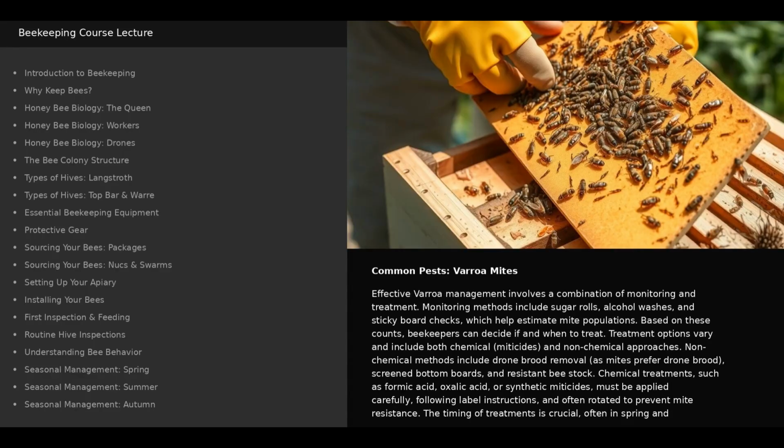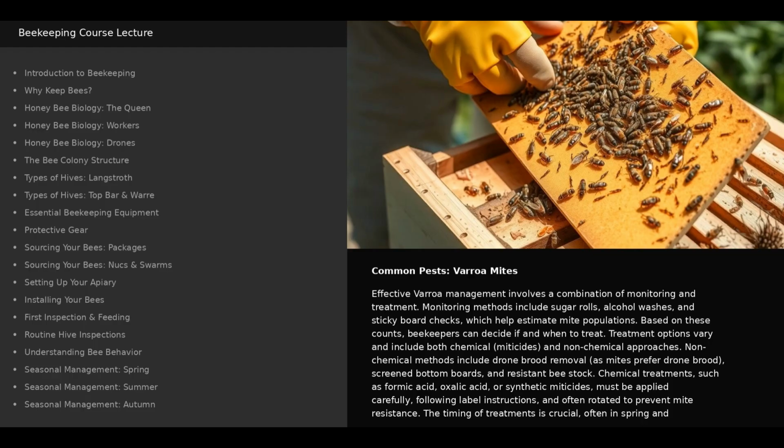Effective Varroa management involves a combination of monitoring and treatment. Monitoring methods include sugar rolls, alcohol washes, and sticky board checks, which help estimate mite populations. Based on these counts, beekeepers can decide if and when to treat. Treatment options vary and include both chemical miticides and non-chemical approaches.